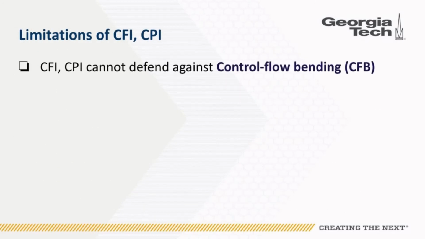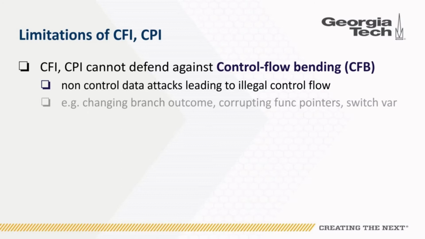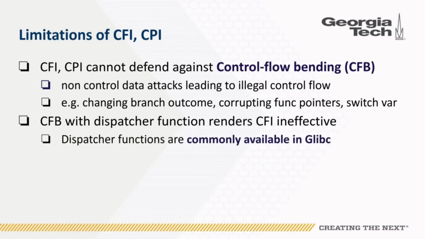CFI and CPI are limited in handling control flow bending attacks, which is a generalization of non-control data attacks. Non-control data attacks lead to illegal control flow, for example, changing branch outcomes, corrupting function pointers, switch variables, etc. CFB, along with a dispatcher function, can easily make CFI ineffective. Such dispatcher functions are commonly available in glibc.